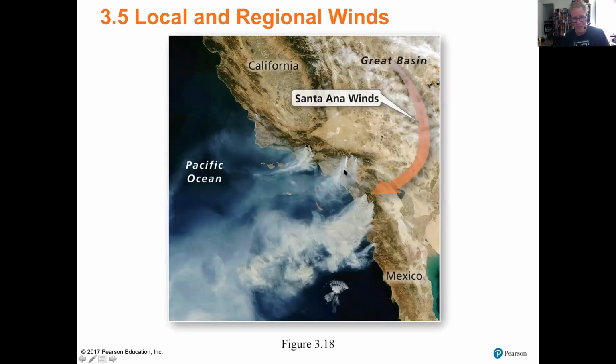And you can see here's the wildfires, and you can see how it pushes the smoke and everything out over the ocean. And again, it's a local regional wind. You don't see these in any place else in the country. It's very common to the West Coast, especially in Southern California.